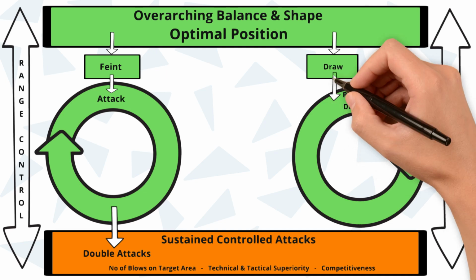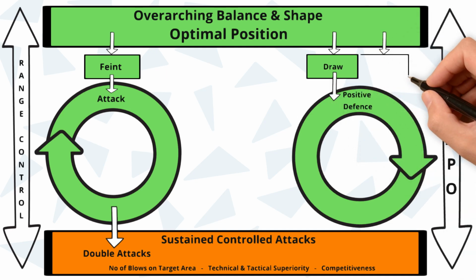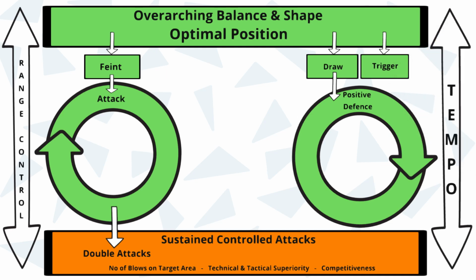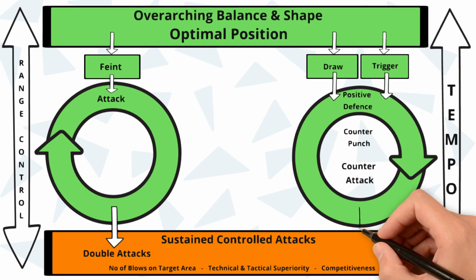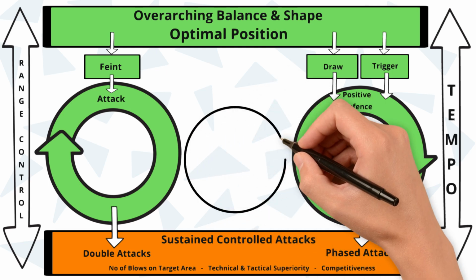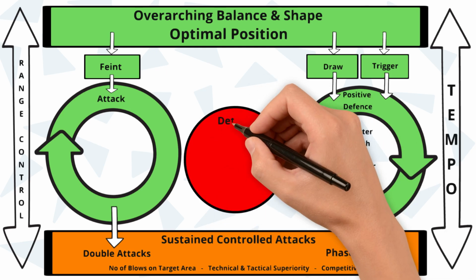Back to deception along the positive defense area. We can draw our opponents, so we're already prepared and ready to counter, or we can trigger, where essentially we're getting them to show their cards, so we again are ready to counter. We can counter punch, or we can counter attack. So we're going at the same time, or we're going slightly after. Ultimately, we want to get down into that sustained controlled attack area. We're either phasing our attacks or doubling our attacks.